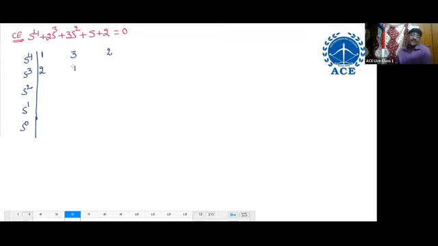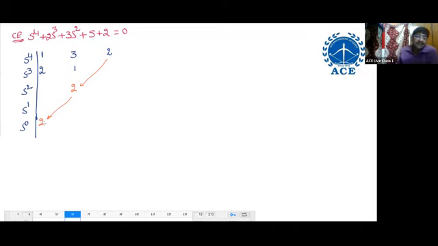Now get the answer. Come on. S power 0 coefficient: shift the diagonal. Shift the diagonal, shift the diagonal. S power 0 coefficient. Shift diagonally.